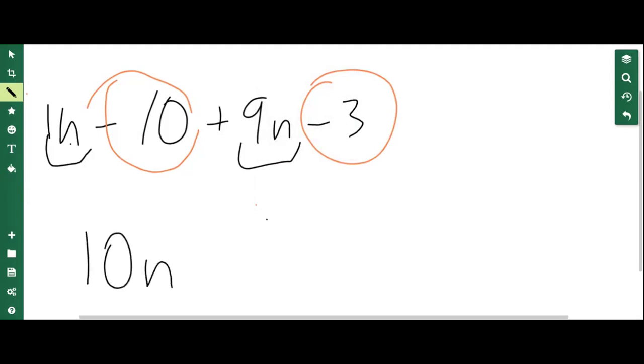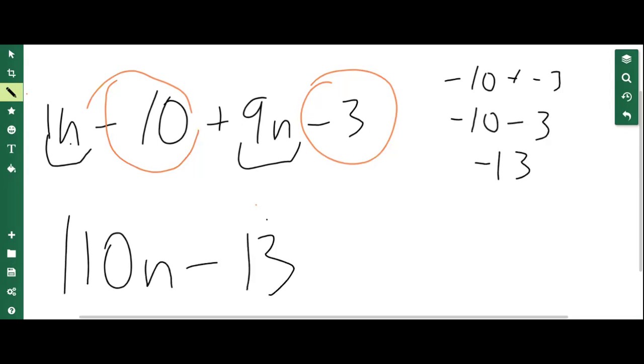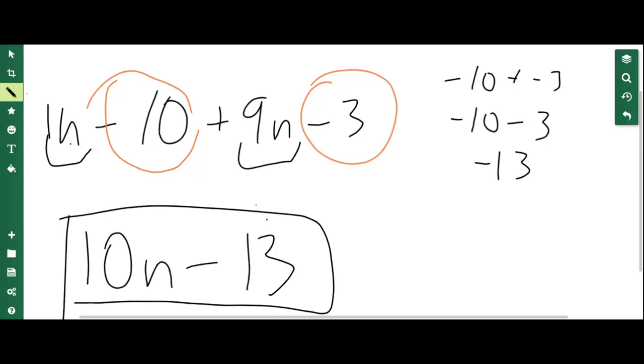And what is -10 plus -3? Or you can just write, what is negative 10 minus 3? I owe you $10 and I ask for $3 more. At the end of the day, I owe you 13, or I'm in debt. So that's what we get: 10n minus 13.